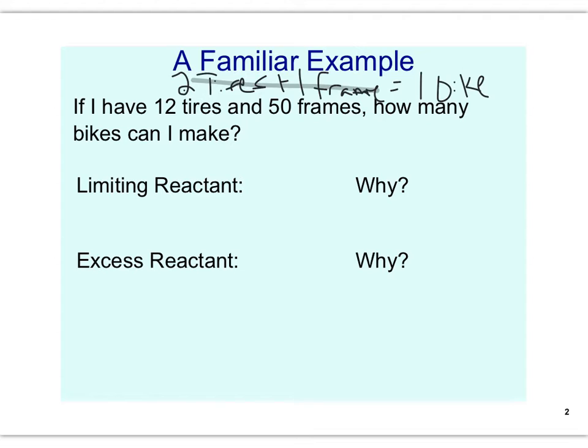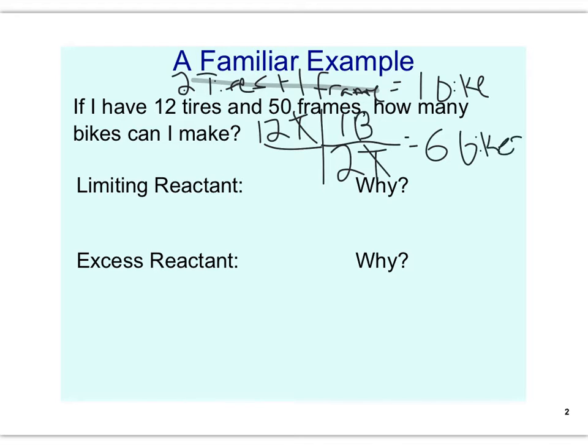So here's the question. If I had 12 tires and I have 50 frames, how many bikes can I make? Well, for the most part, you can probably reason this. All right, I have 12 tires. For every bike that I want to build, I need 2 tires is equal to 1 bike. Tires are going to cancel out, and hey, look at that. We'd be able to produce 6 bikes.